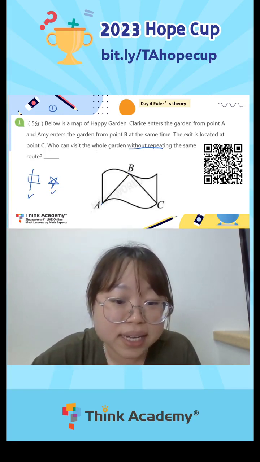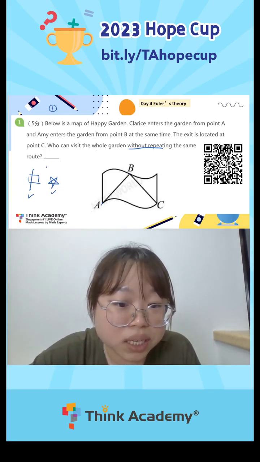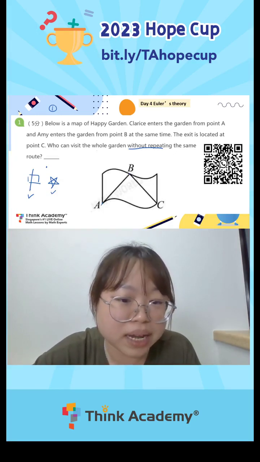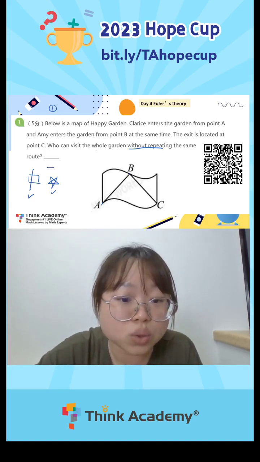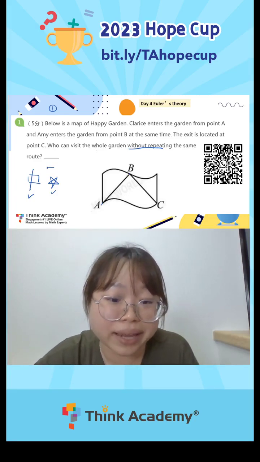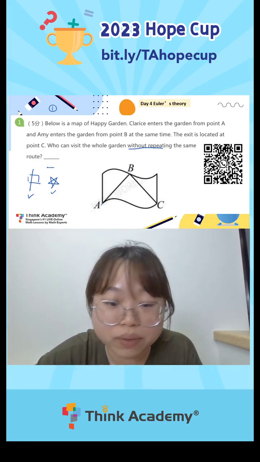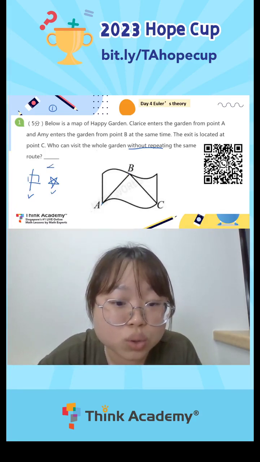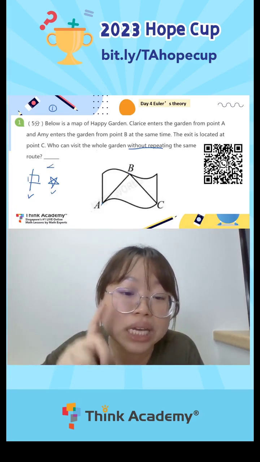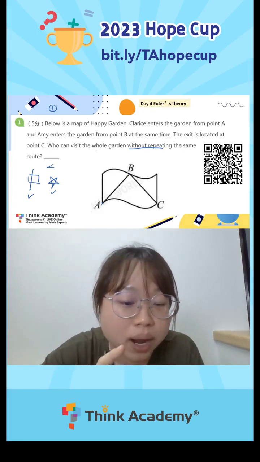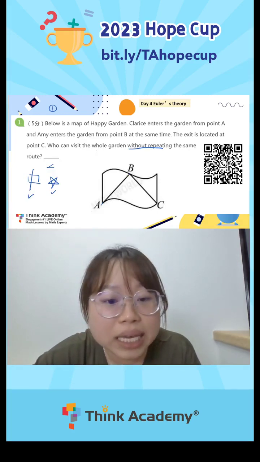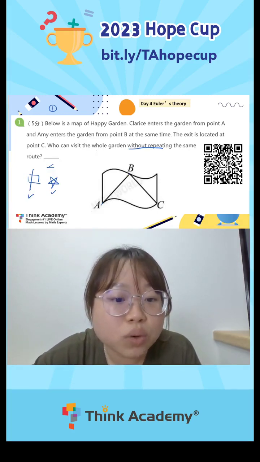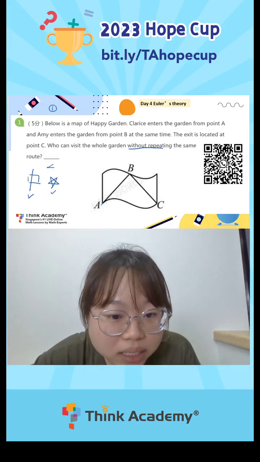Do you know why? There is a very important key point called odd points, or odd vertex. But I like to call it odd point because it's easier to understand. An odd point is a dot, a point, connected to an odd number of lines. When the dot is connected to an even number of lines, it's called an even point. Understand? An even point is when there are 2, 4, 6, 8, an even number of lines connected to the point.